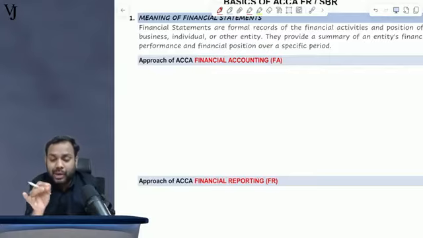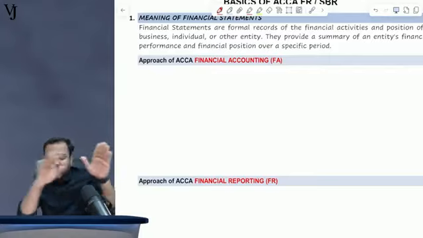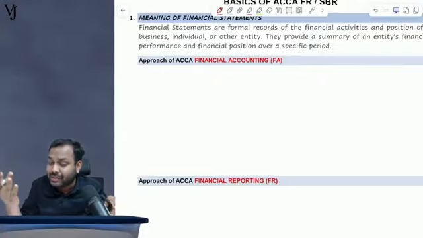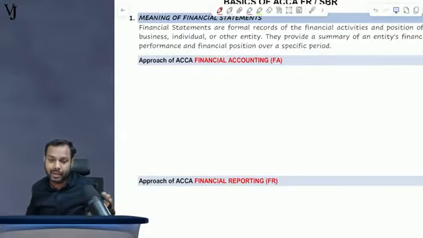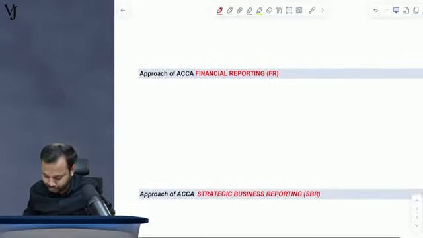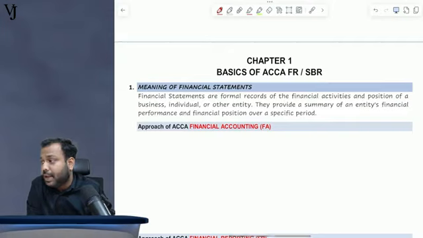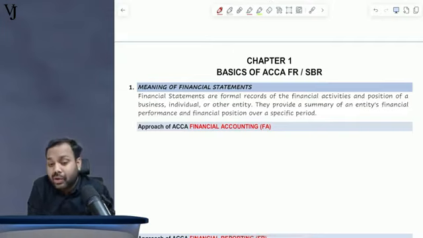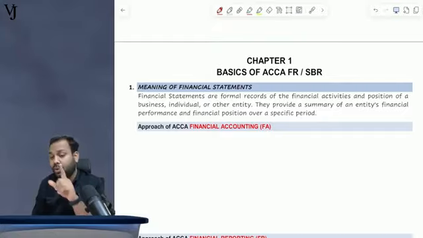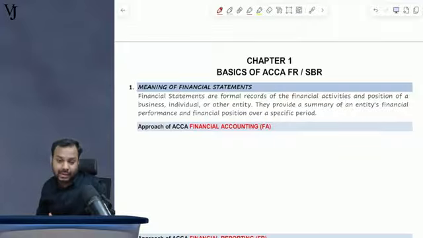Yes, IAS for lease, that is IAS 17, is fully cancelled. Now IFRS 16 is in place. And I believe for both FR and SBR, I have given you which IAS and which IFRS are in your syllabus. I have already given that to you in my orientation, and I have told that in detail.